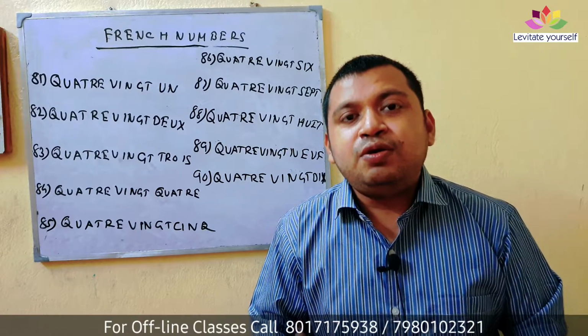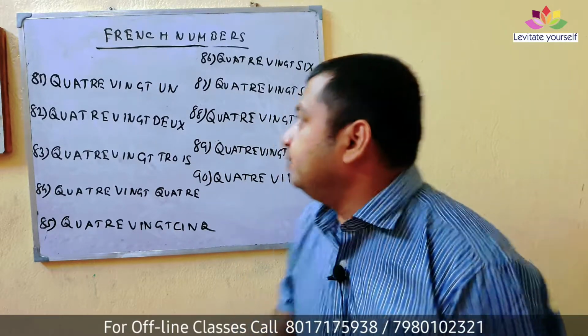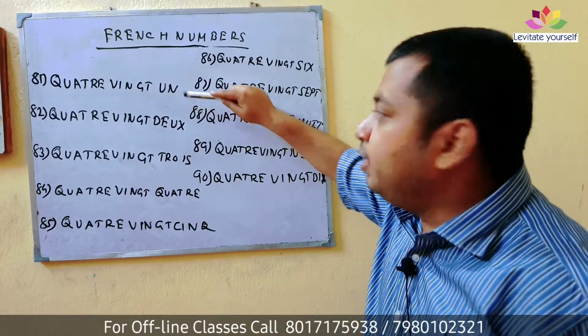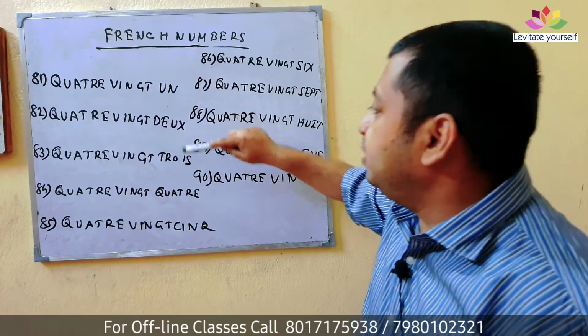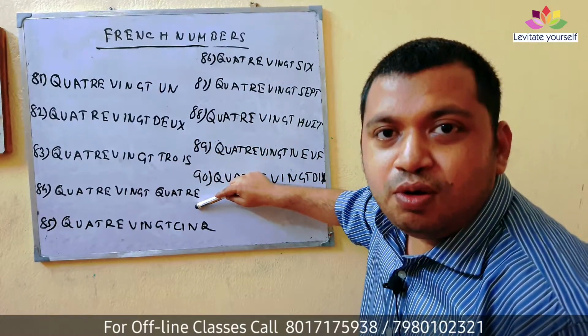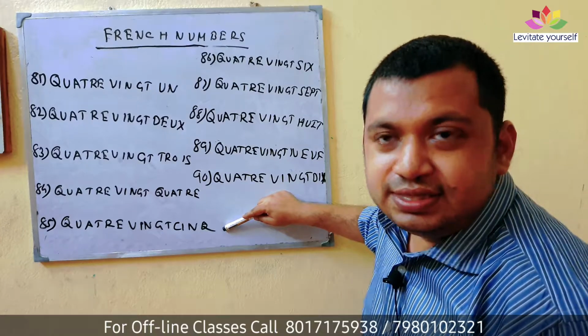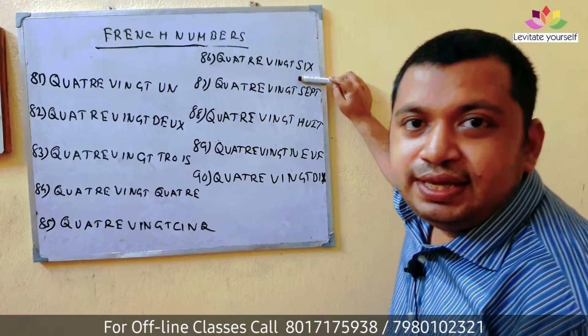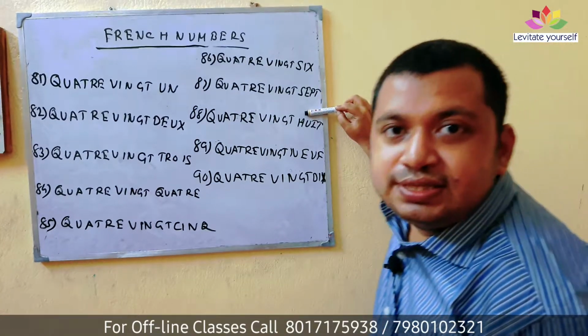So now let's repeat it all again from number 81 to number 90. Number 81, quatre vingt un. Number 82, quatre vingt deux. Number 83, quatre vingt trois. Number 84, quatre vingt quatre. Number 85, quatre vingt cinq. Number 86, quatre vingt six. Number 87, quatre vingt sept.